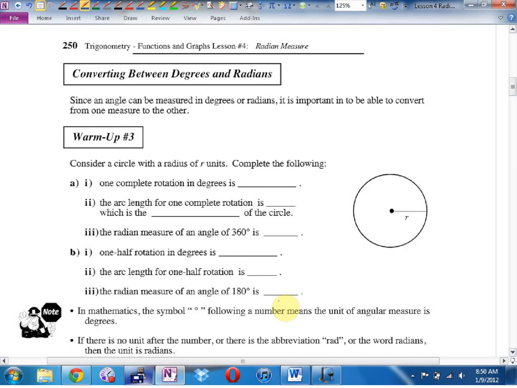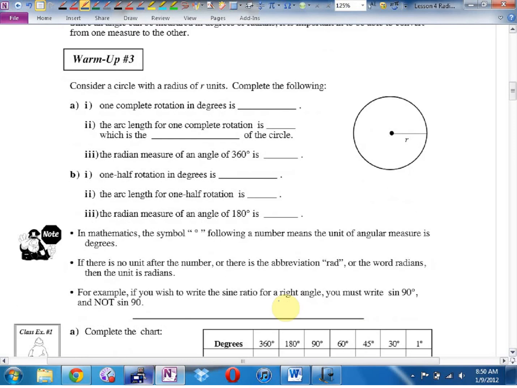Consider a circle with a radius of r units. It says complete the following. What's 1 complete rotation of a circle in degrees? 360. What's the arc length for one complete rotation? Well, the arc length for one complete rotation is the circumference of the circle. And what was the equation for the circumference of the circle that we looked at about 30 seconds ago? 2 pi r.